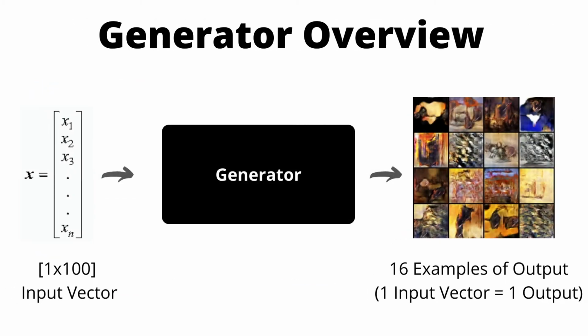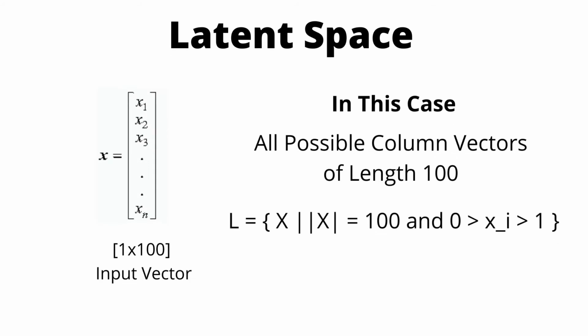The generator takes in a vector and spits out an image. The set of all possible input vectors is called the latent space. I wrote some code to explore this latent space and see how small changes affect the output.